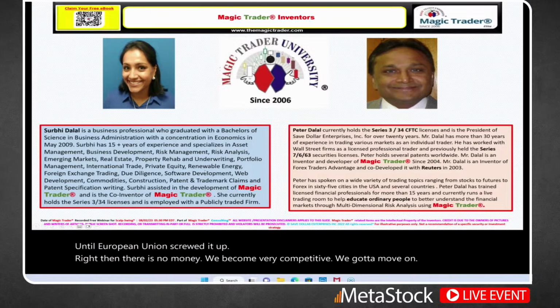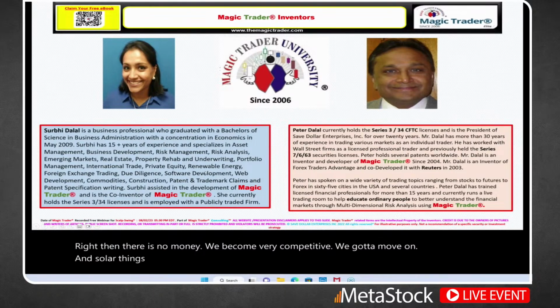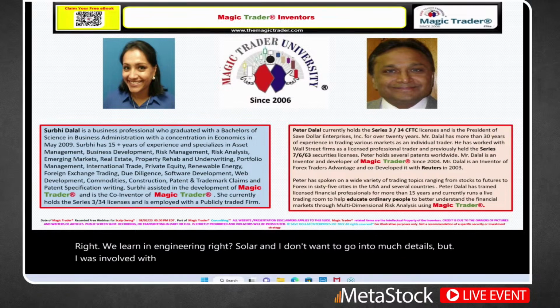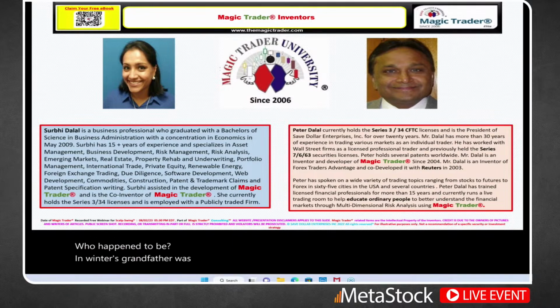And the solar things I was doing in the very beginning, right? We learn in engineering, solar. I don't want to go into much detail, but I was involved with one of the defense companies, indirectly with one of the inventors here, whose grandfather was the inventor of the seatbelt. That's the closest I could give you as a clue.